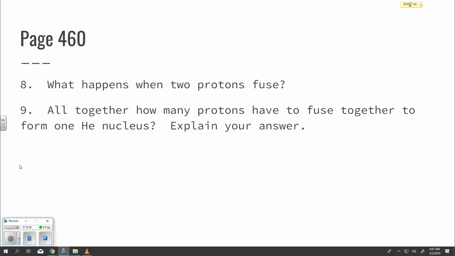4 of them in step 1. 1 more added in step 2 to each new nucleus. Again, your answer is 6.